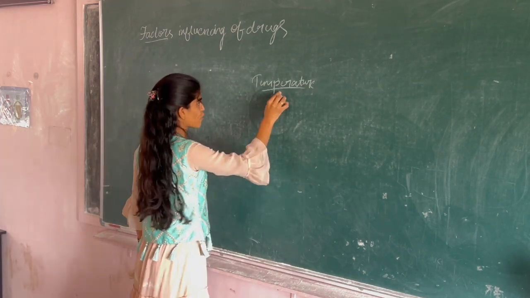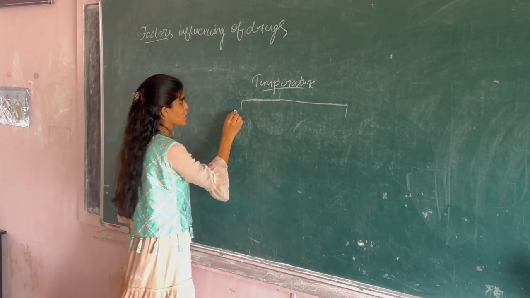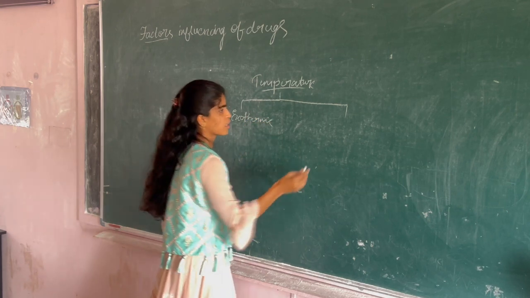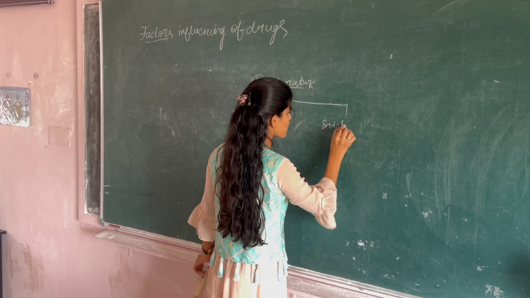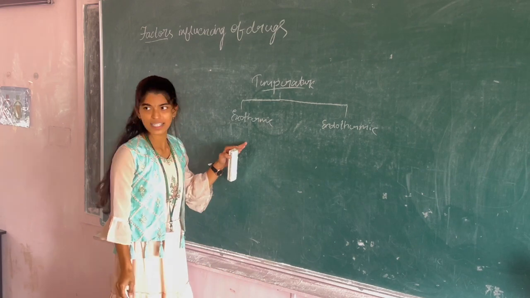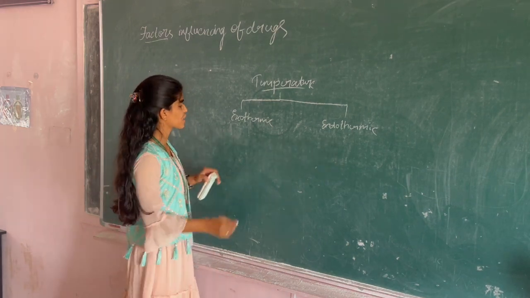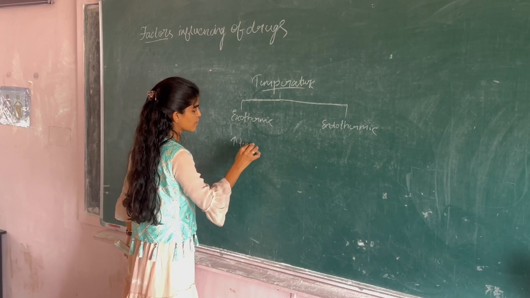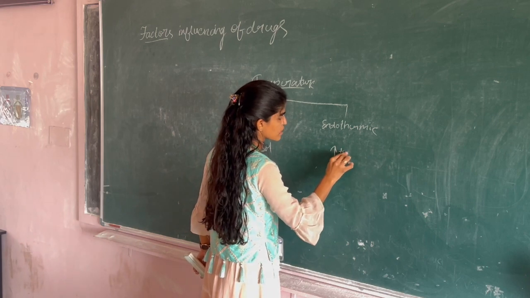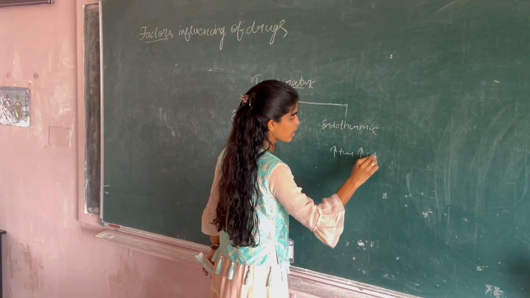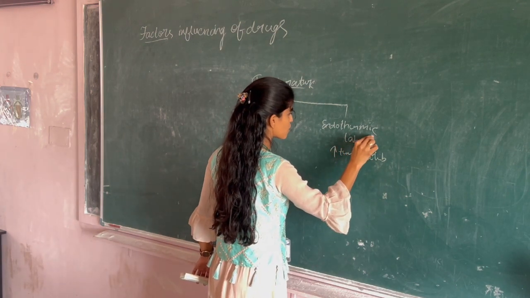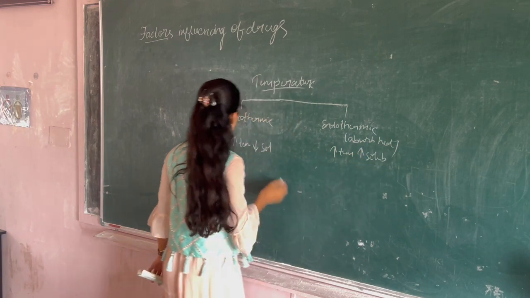Next, temperature. It is divided into two: exothermic and endothermic. Exothermic releases heat and endothermic absorbs heat. In the exothermic case, when the temperature increases, the solubility decreases. In the endothermic case, when the temperature increases, the solubility also increases, because it absorbs heat.